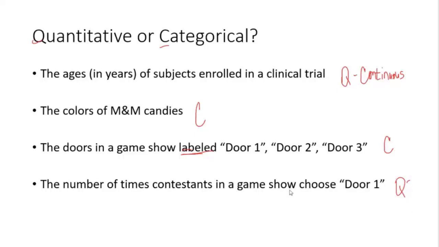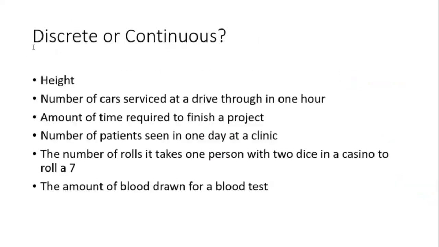Number of times contestants in a game show choose, again, that is very countable. They're not going to choose it 3.5 times. That doesn't even make sense. This one is going to be discrete. And we're going to look at this, I think, more in a minute. That would be discrete. Categorical, you don't have to break down any further. Here's discrete or continuous. So on this one, we will use the D or a C to distinguish between those. Discrete is countable. Continuous means it could be in between or we've rounded it.